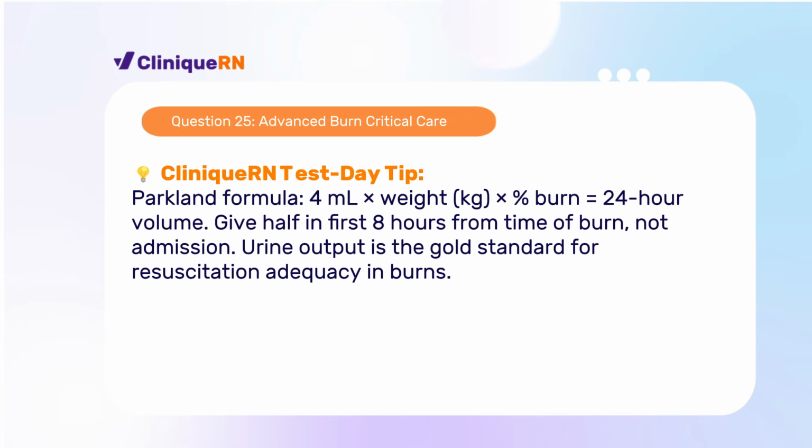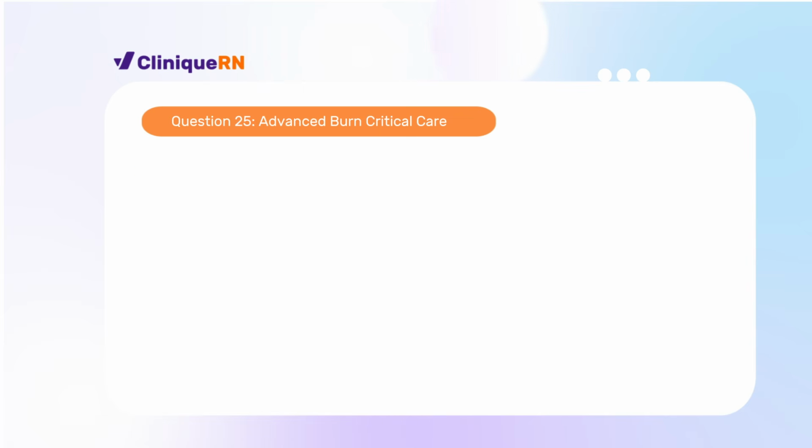Clinique RN Test Day Tip. Parkland formula: 4 milliliters times weight in kilograms times percent burn equals 24-hour volume. Give half in first 8 hours from time of burn, not admission. Urine output is the gold standard for resuscitation adequacy in burns.